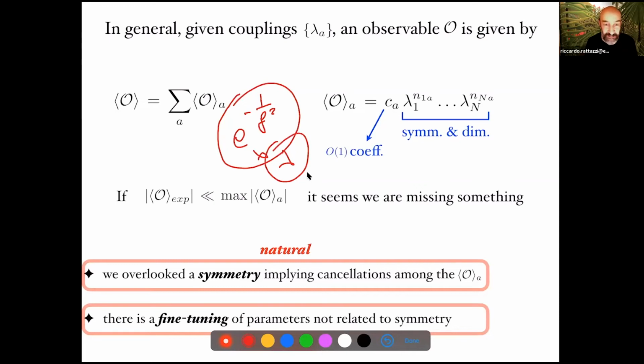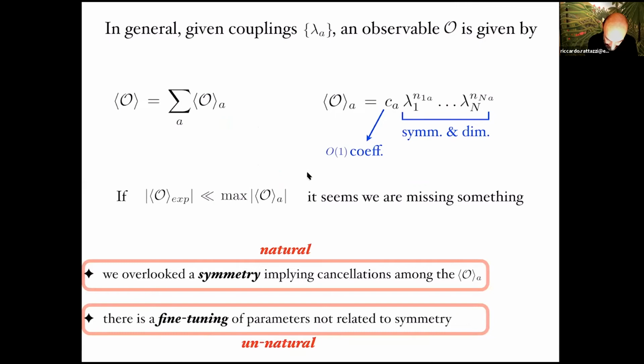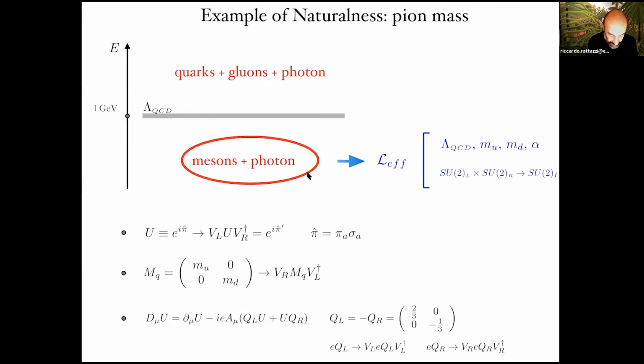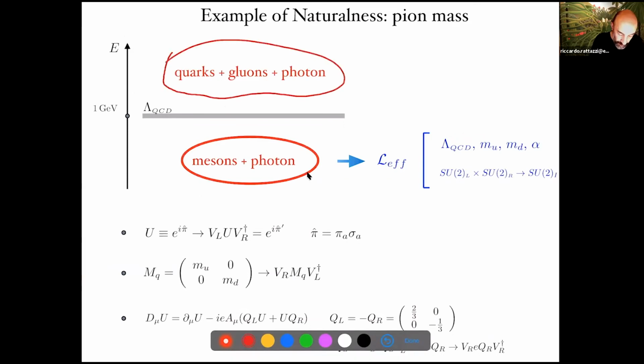Why can't you get some coefficients that are very tiny? That's in a sense a good question. Let me give you an example, first of a natural situation. This is given by the pion mass. Again, you have this fundamental theory. The fundamental theory is QCD, which is made of quarks, gluons, and the photon.